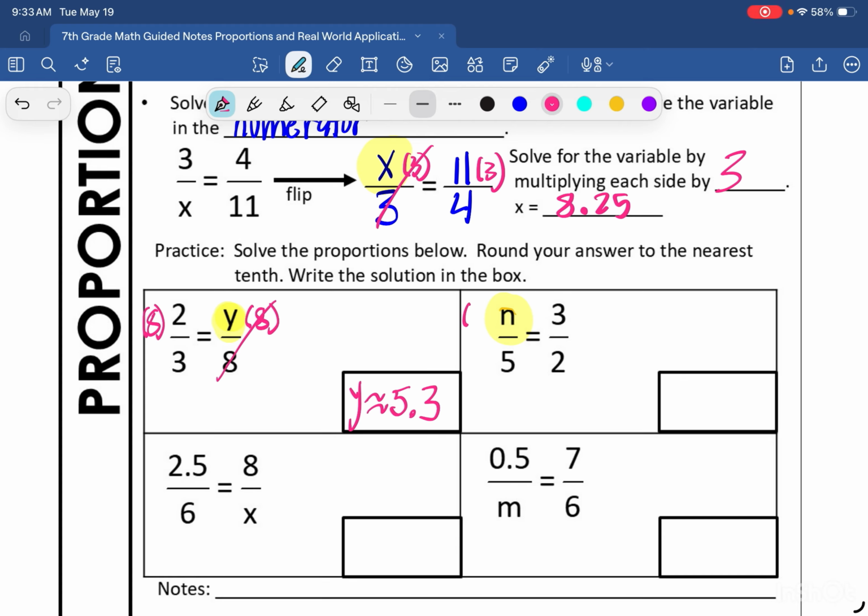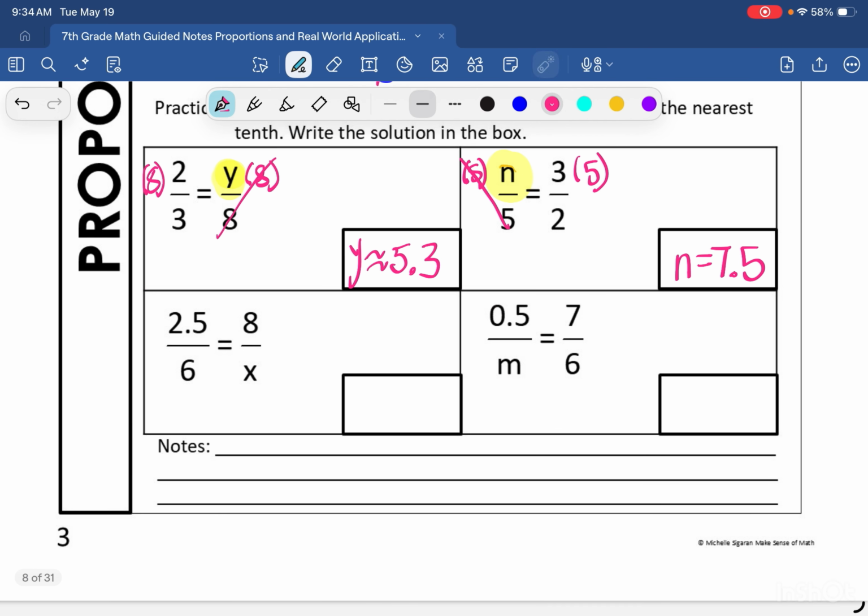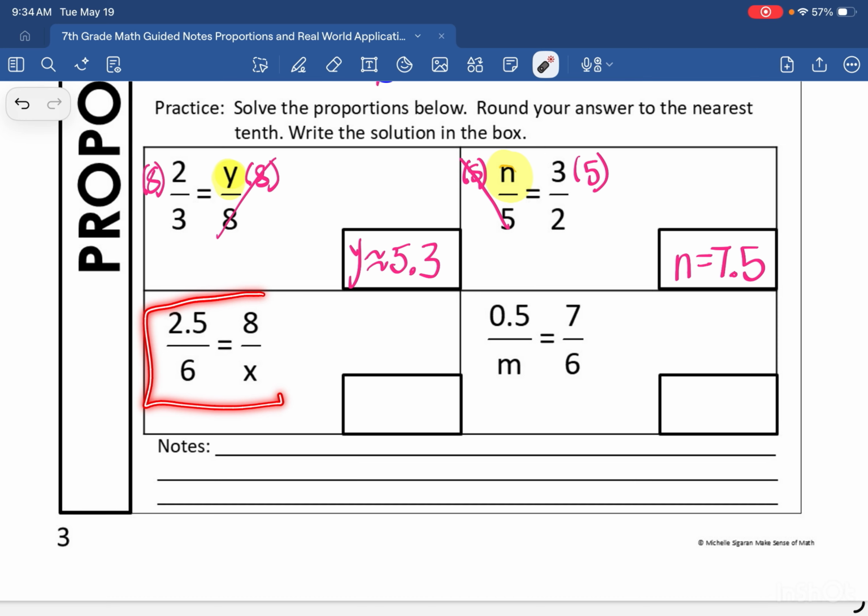I'm going to multiply each side by 5 because this will give me 1n. Multiply this side by 5, so I have 3 times 5, which is 15. Divided by 2, I get n equals 7.5. Down to the bottom, 2.5 over 6 equals 8 over x.